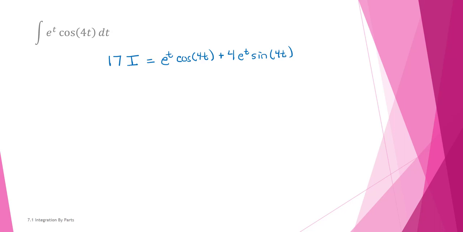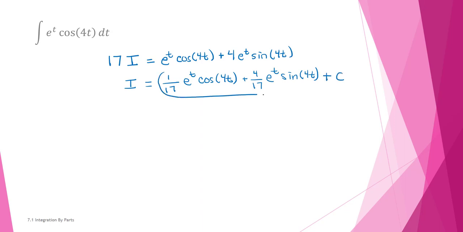Okay, then what? To get this integral by itself, we just divide by 17. So I is equal to 1/17 e to the t cosine of 4t plus 4/17 e to the t sine of 4t. Okay, and remember this integral I is the integral in the original problem. Because it's an indefinite integral, we need to tack the plus C on the end. This is our answer. I thought this would be a good time to remind you how we can check that that answer is what it's supposed to be.